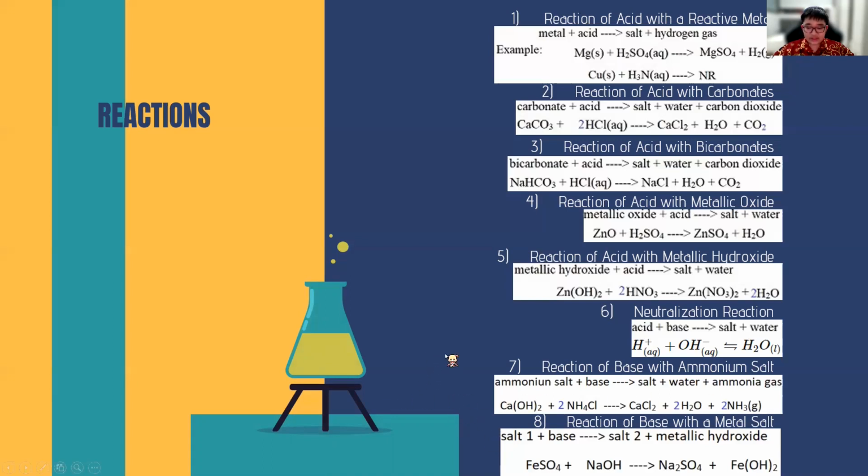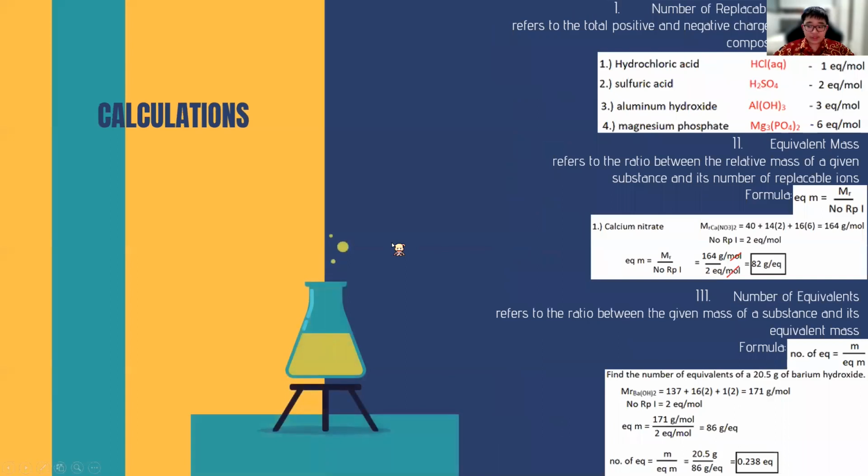And the last is the reaction of base with a metal salt. For this reaction, we will have a reaction between the first salt plus a base, which will form the second salt and a metallic hydroxide. This is an example. And then for calculations.